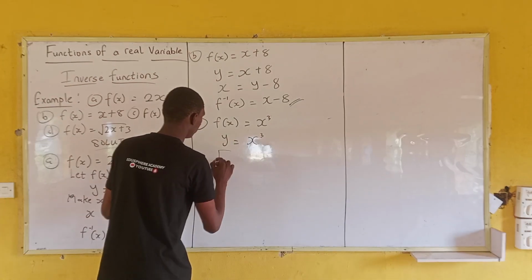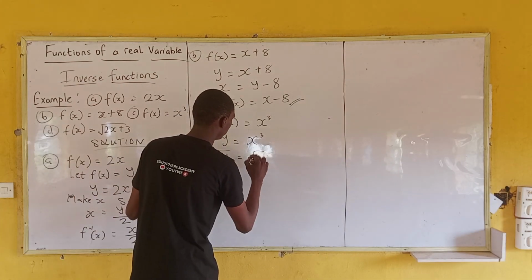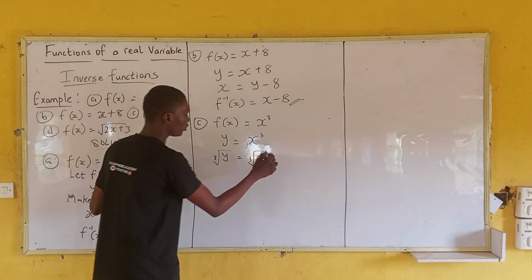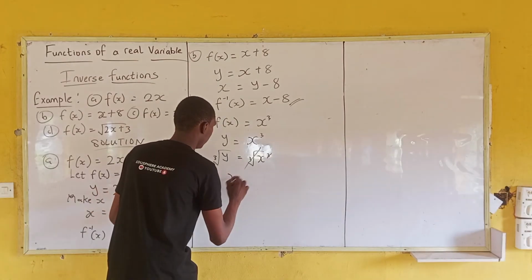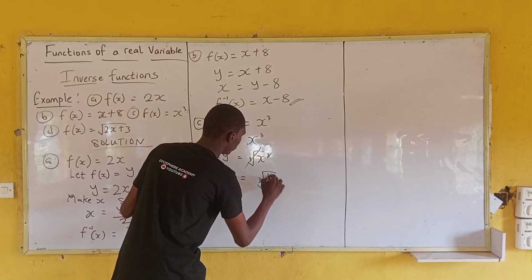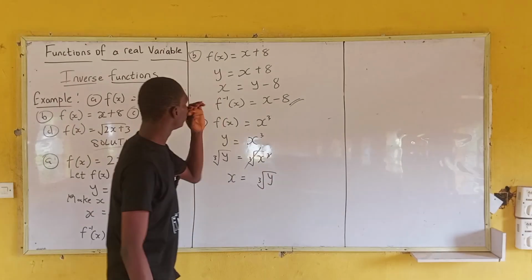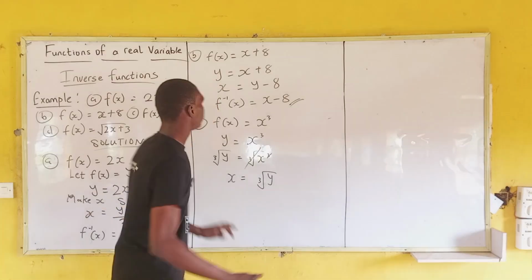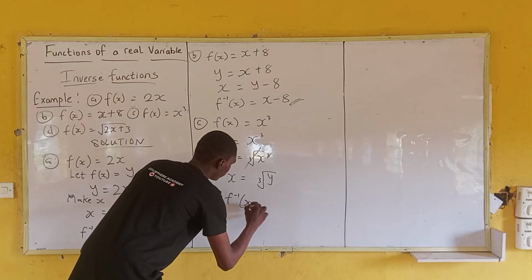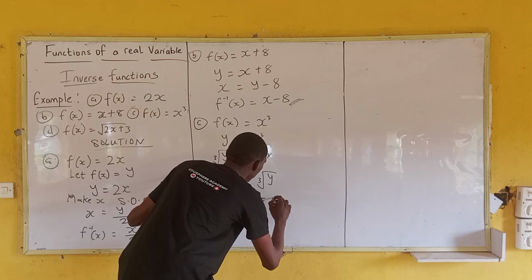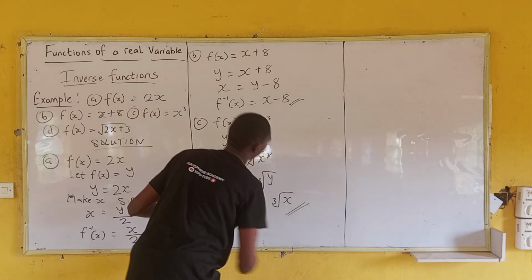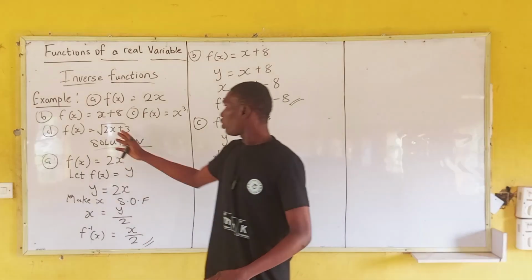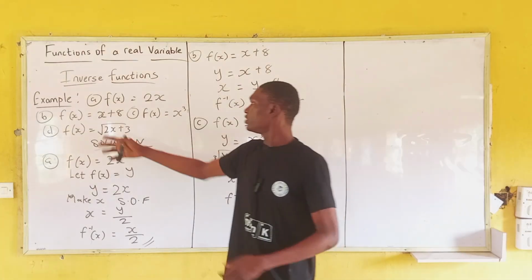Cube root of y is equal to cube root of x cubed. So the cube root will cancel the cube, and we are left with x equal to cube root of y. Following the same procedure, we now have our x to be the cube root of y. So we can now say that f inverse of x is equal to cube root of x, and that will be our final answer. All right. Solve the fourth question, which is D.